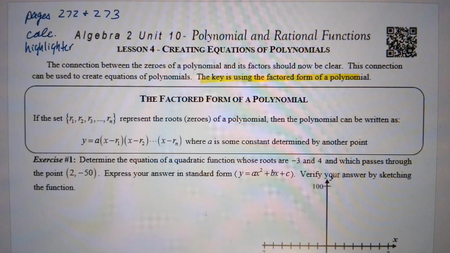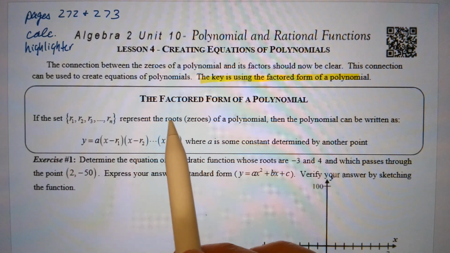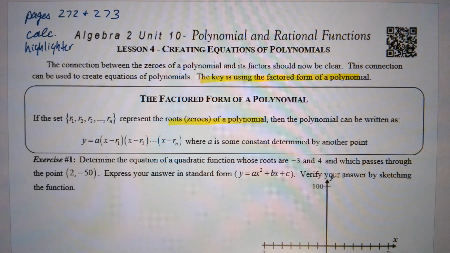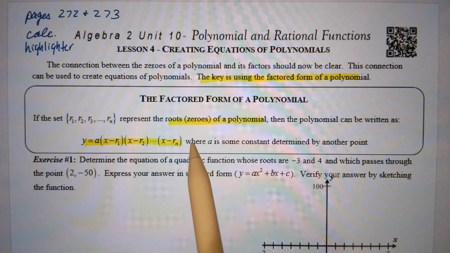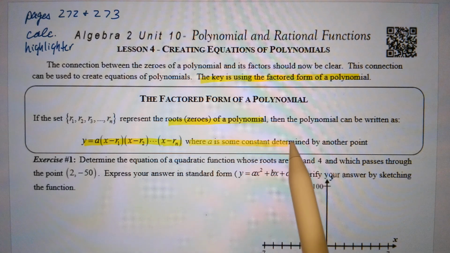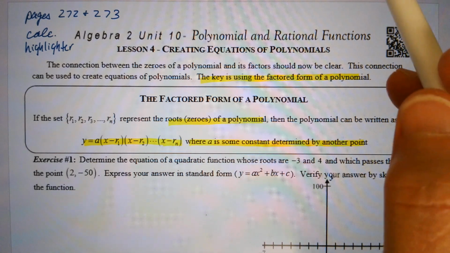So the factored form of a polynomial: if the set r sub 1, r sub 2, r sub 3, etc. represent the roots or zeros of a polynomial, then the polynomial can be written as y equals a times x minus r sub 1 times x minus r sub 2, and so on, where a is some constant determined by another point.